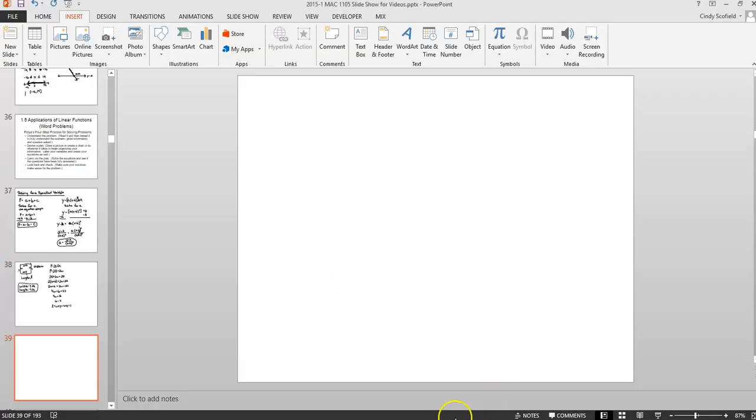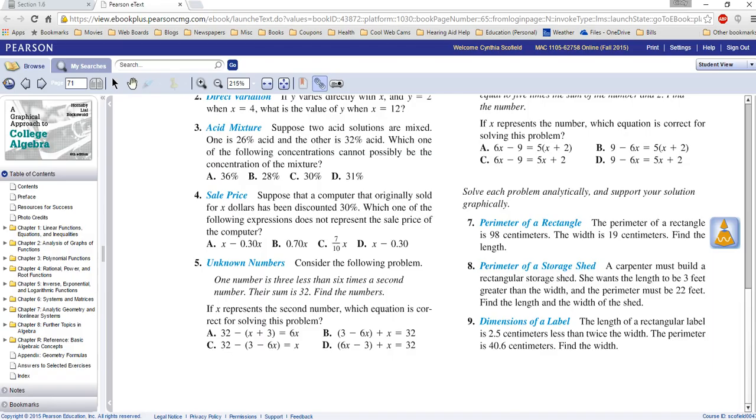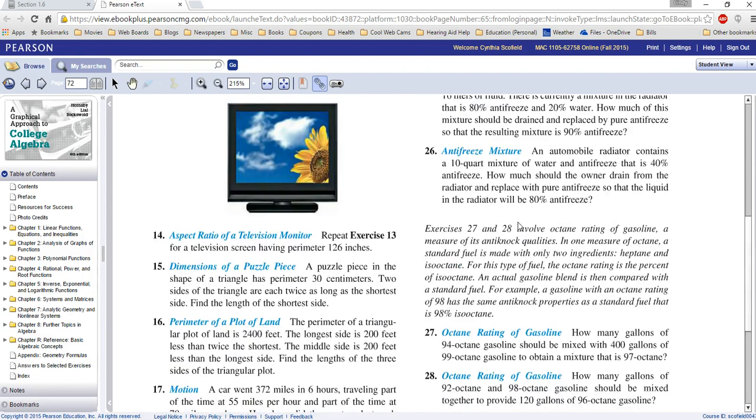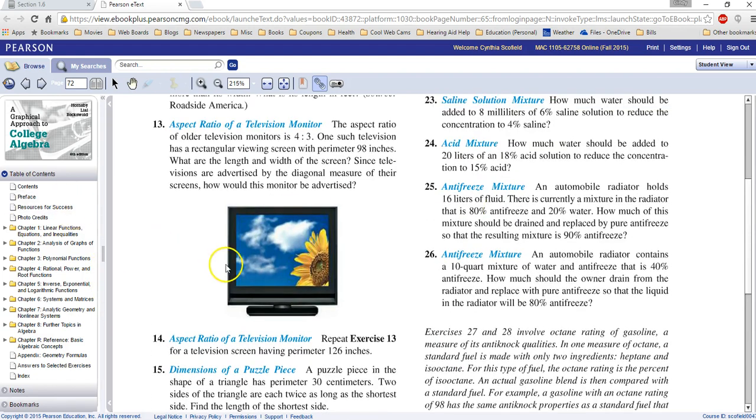Okay, next problem. Yes, I want to keep my annotations. Next problem, we're going to tackle number 14, so that'll be on the next page. Number 14 refers to number 13. It says repeat exercise 13 for a television screen having a perimeter of 126 inches.